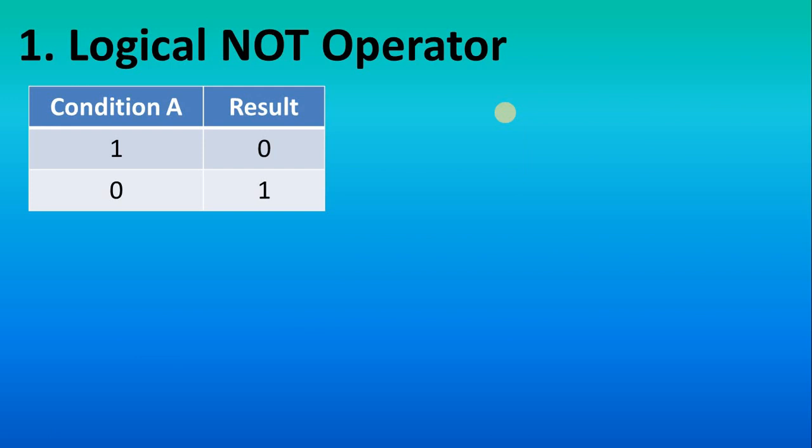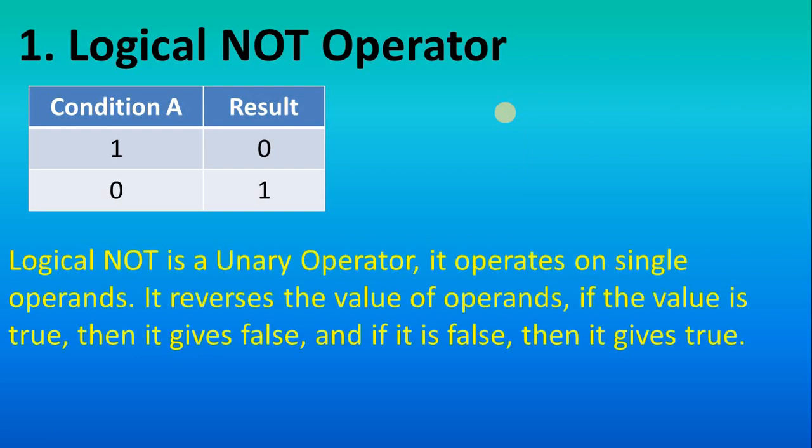Next operator is the NOT operator. It takes only one expression, that's why it is known as a unary operator. It operates on a single operand. It reverses the value of the operand. If the value is true, then it gives false. If it is false, then it gives true. For example, if it is 1, it will be converted into 0. If it is 0, it is converted into 1. So in the case of the NOT operator, we use, as usual, one condition. If it returns true, it is converted into false.